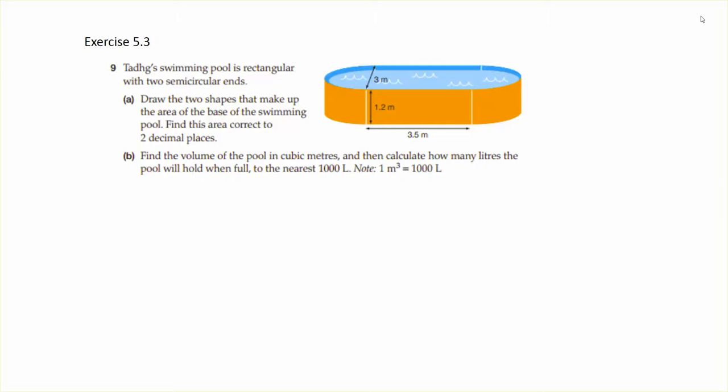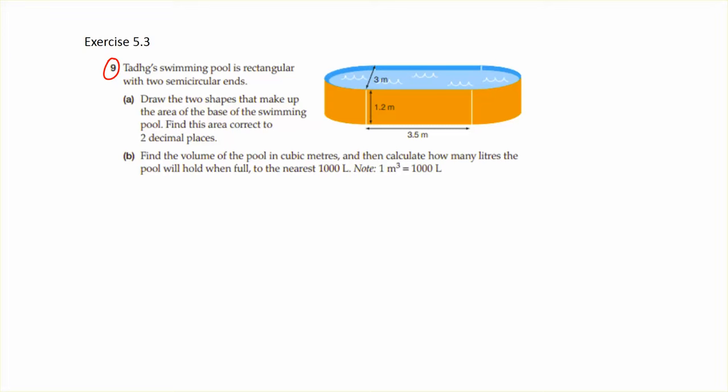This is for year 10 methods pathways. We're going to look at exercise 5.3, question 9. Okay, so we've got a swimming pool which is rectangular with two semicircle ends. Draw two shapes that make up the area of the swimming pool.